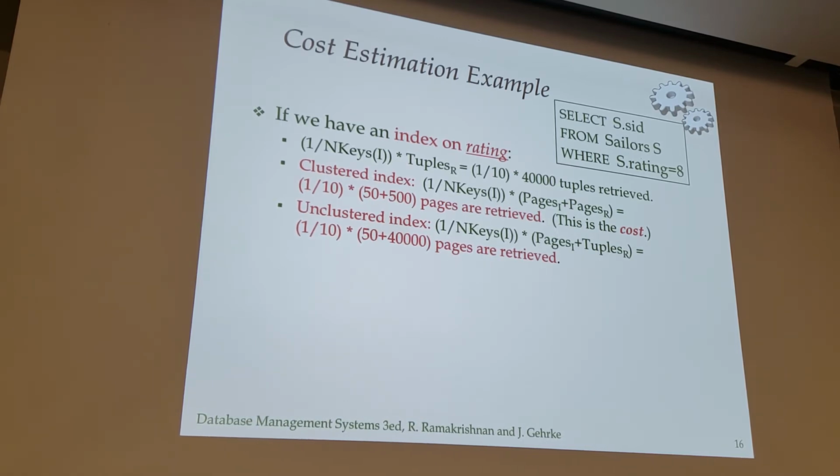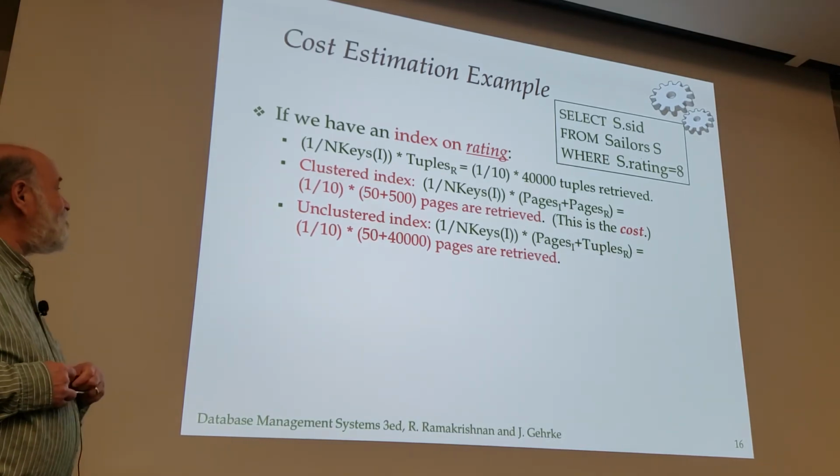In the case where you have an index on the rating, if we assume that there are 10 ratings and we assume everything is uniform, and we'll get away from that uniformity assumption later when we talk about histograms. But for now, we'll assume that each of the 10 different ratings from 1 to 10 has 1/10 of the tuples. So 1/10 of the 40,000 tuples are going to be returned. So you're going to get 4,000 tuples inside your answer. So that's the number of things that you get.